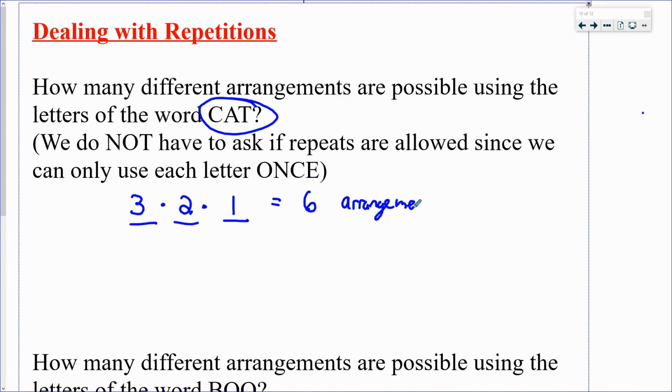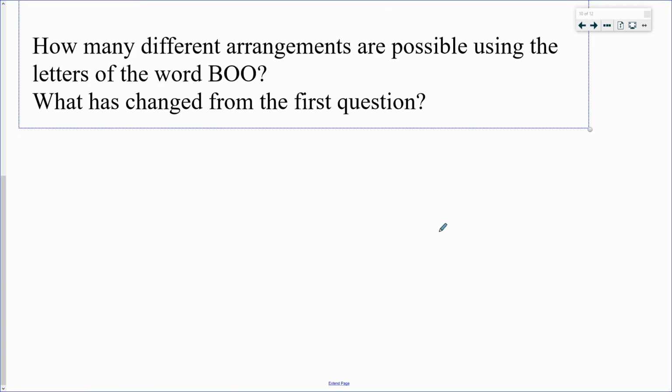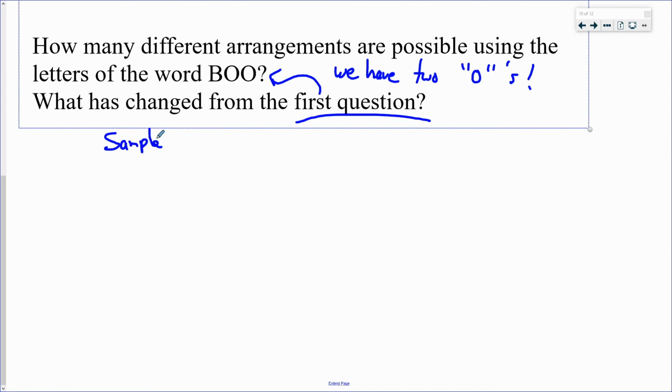Okay, that makes sense. What about the word boo? I'm going to make arrangements using the letters from the word boo. What's changed from the first question? Well, it's a different word, but also we have a repetition. We have 2 O's. So let's make the sample space for this one, because we want different, or unique, arrangements of the word boo.